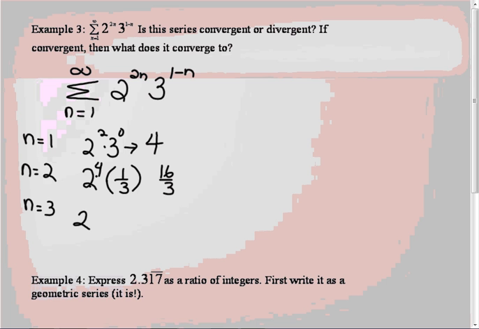2 to the 6th, and then that's 3 to the what? When n equals 3, it's 3 to the negative 2, so it's 1/9.